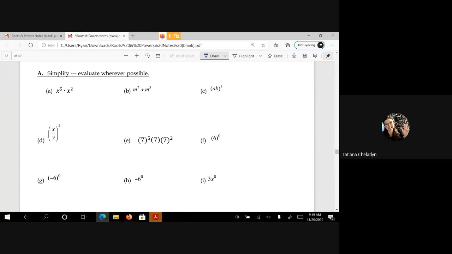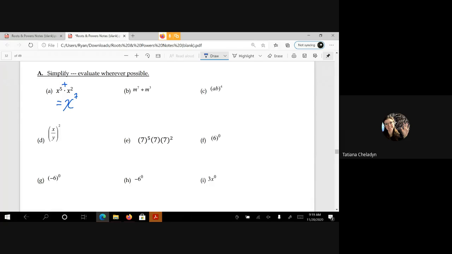Okay, so starting off with A, we have x to the 5 times x squared. So just as a reminder, when you're multiplying, you will add the exponents together. So this equals x to the 7th.